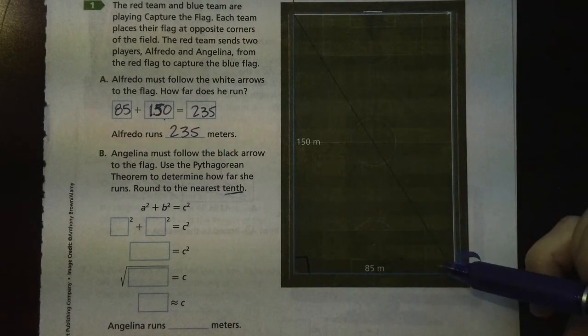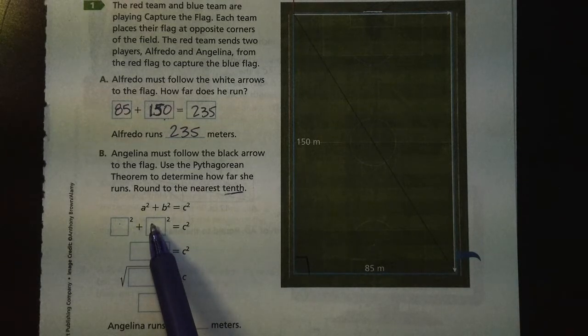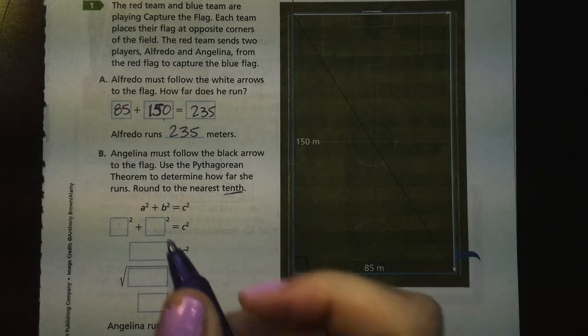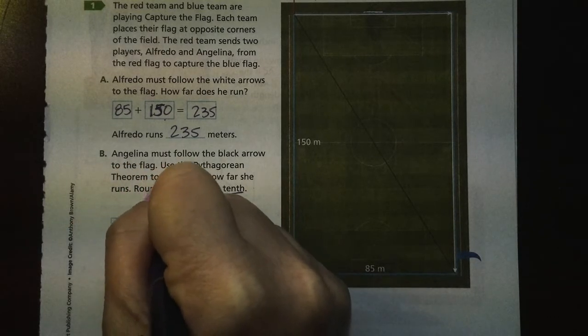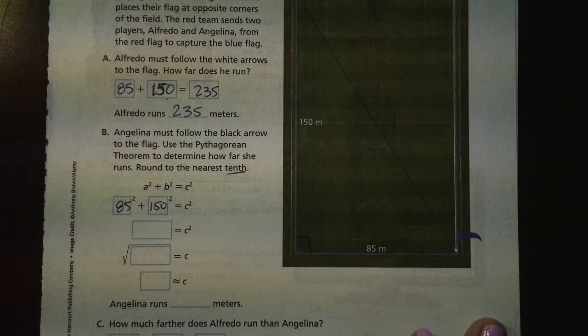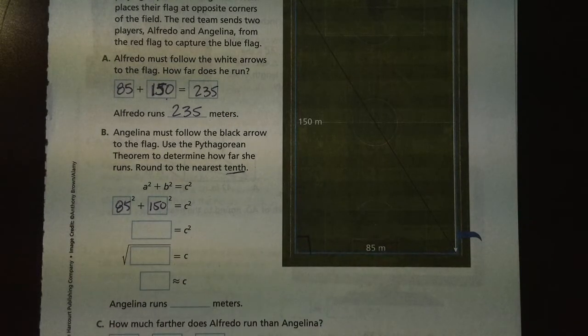That is our hypotenuse, so we're trying to find the C. So we know our A value, we know our B value. They are given to us here. So we can write 85 squared plus 150 squared is equal to C squared. So then take your calculator and square this number. So I'll grab mine real quick.